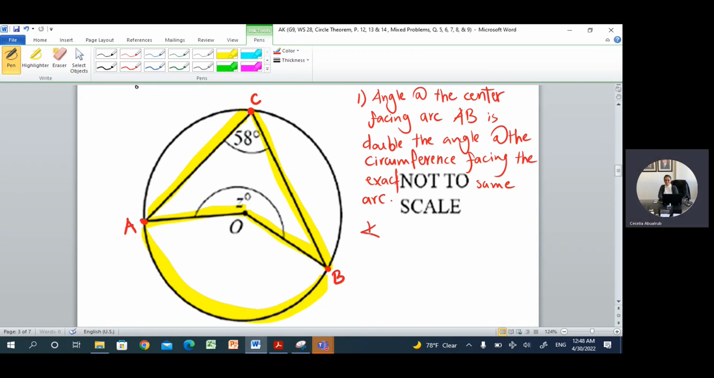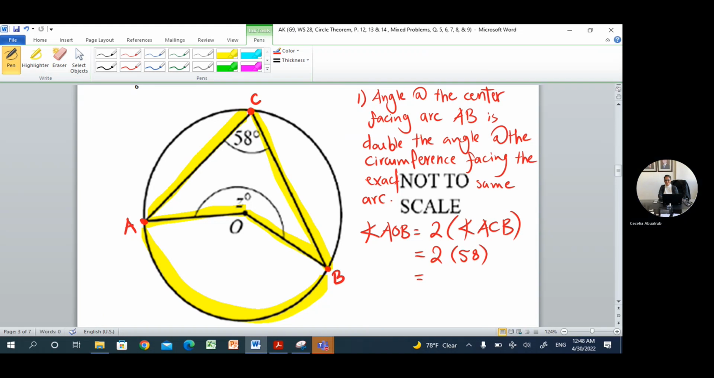Accordingly, we can say that angle AOB is equal to 2 times angle ACB. So 2 times 58, the answer will be 116 degrees. So this angle here is equal to 116 degrees.